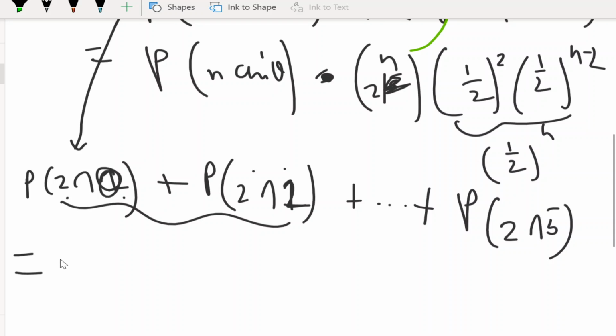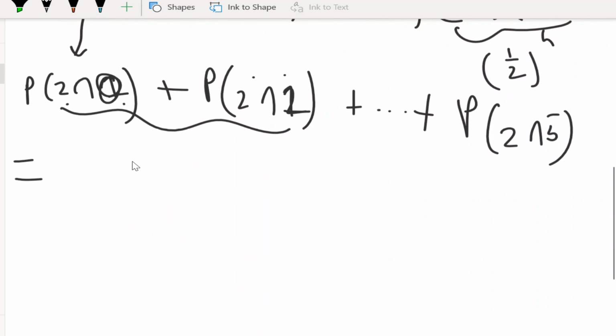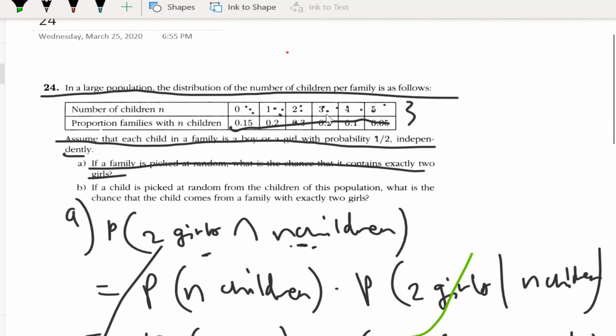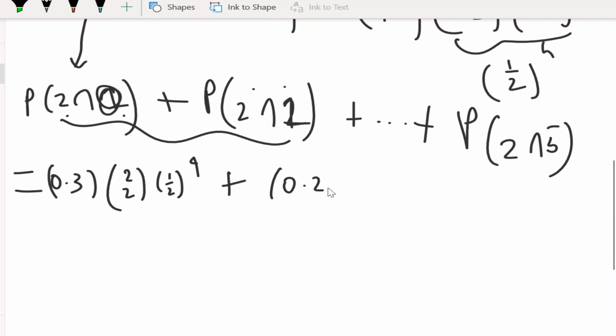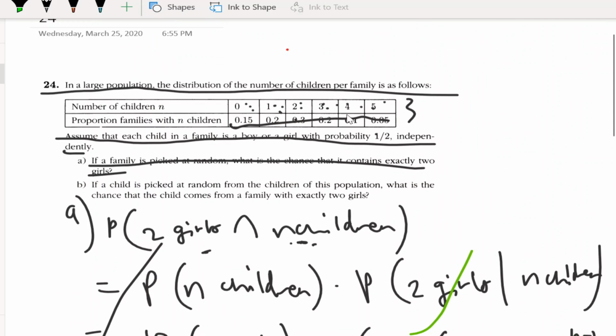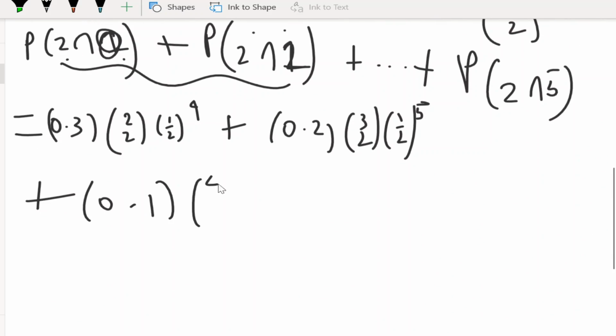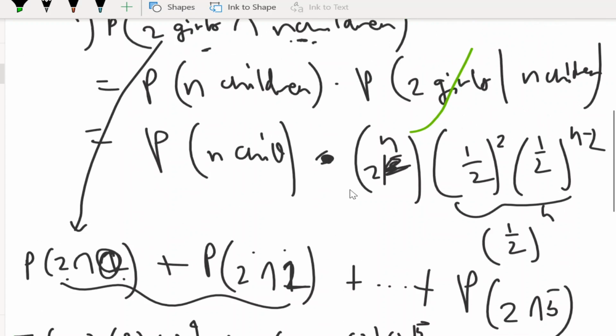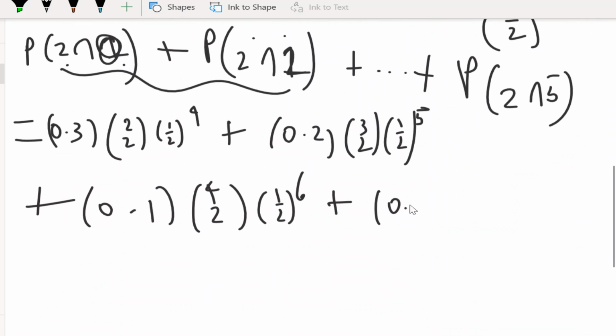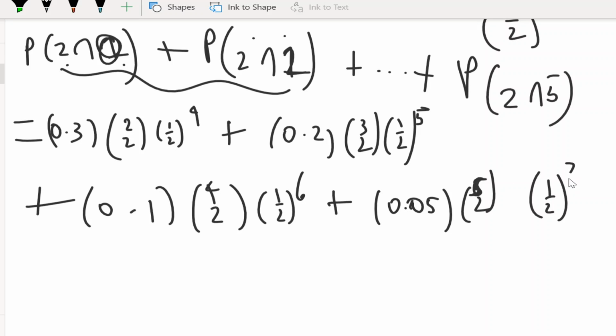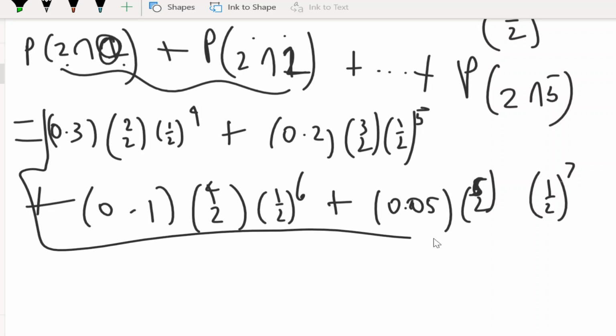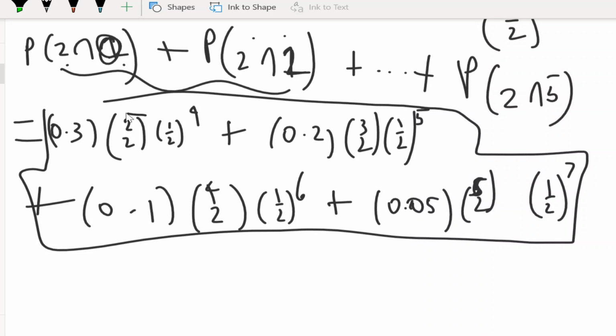So we'll just do from 2 onward: 0.3 times 2 choose 2 times half to the 4th, plus 0.2 times 3 choose 2 times half to the 5th, plus 0.1 times 4 choose 2 times half to the 6th, plus 0.05 times 5 choose 2 times half to the 7th. And that is our answer for part A.